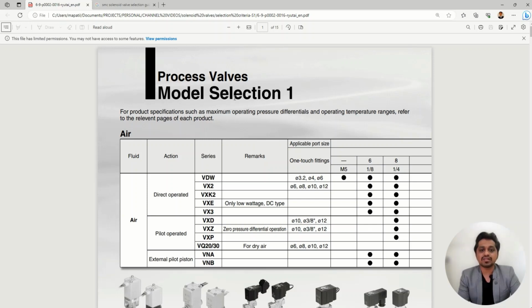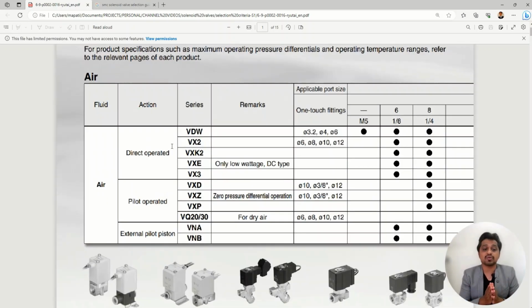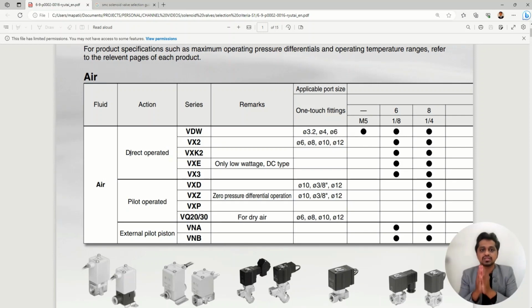The process valve model selection: you could see they have just summarized the things. Here the media is air. The action, you can see, is direct operated and pilot operated, and then the series. That means when you go to select a valve, if you know that the media is air and direct operated, you can go with these series. Again there are different series with different sizes and different ports. They have also mentioned the available port sizes and the available one touch fittings. So they have summarized all the things over here, right?